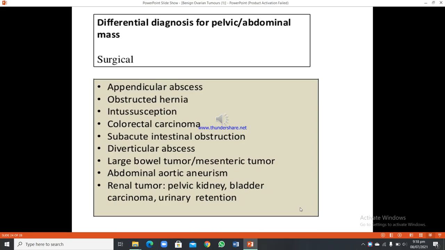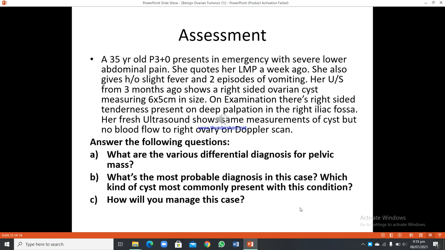Differential diagnosis for pelvic or abdominal mass, surgical: appendicular abscess, obstructed hernia, intussusception, colorectal carcinoma, subacute intestinal obstruction, diverticular abscess, large bowel tumor, mesenteric tumor, abdominal aortic aneurysm, renal tumor, pelvic kidney, bladder carcinoma, urinary retention.